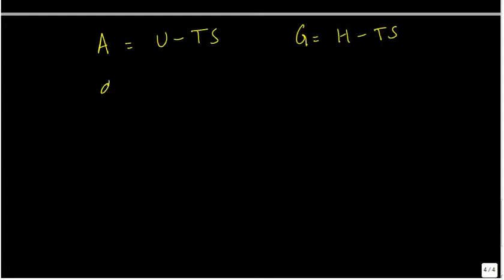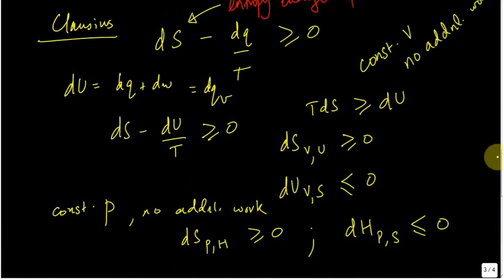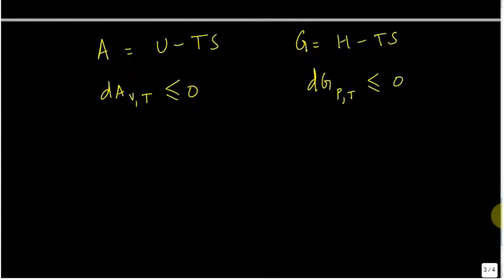So, anybody who could tell me, dA at constant volume, constant temperature, what would be the criteria for spontaneity? Less than or equal to 0. And dG at constant pressure, constant temperature, less than or equal to 0. Yeah, all you need to do is to use the previous equations. So you could use TdS greater than dU, and the other one I didn't write, TdS greater than or equal to dH. So these are the two that you'll need to use, and you get these criteria for spontaneity, right?